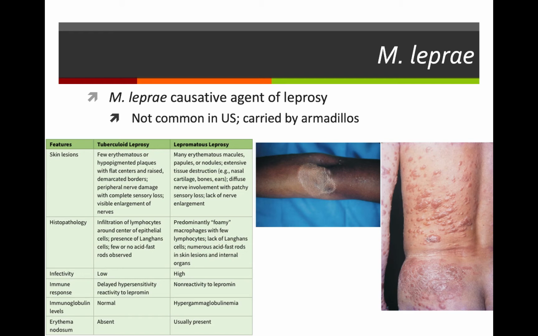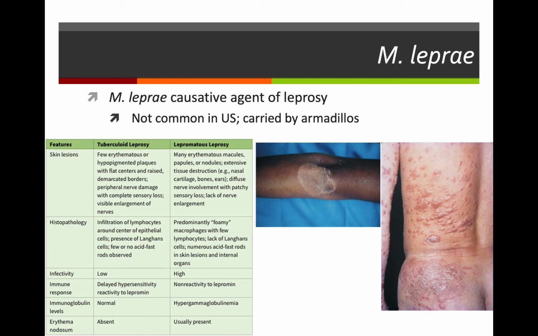You'll see infiltration of lymphocytes in the area. It is relatively low infectivity, and it's characterized by a delayed hypersensitivity response, and there are going to be normal levels of antibodies. The lepromatous form is the more dangerous form.